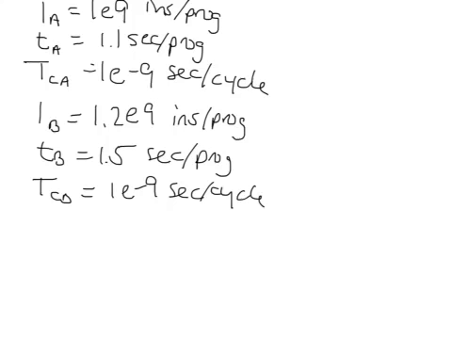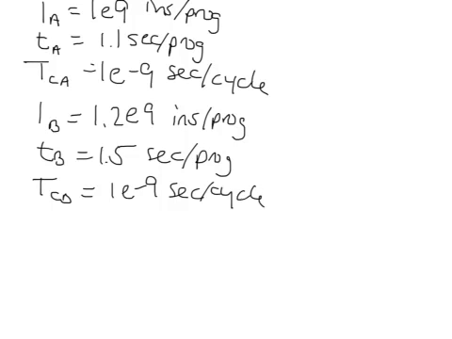An example, I'm doing problem 1.7 on page 56 of your book. So assume that for a program, compiler A results in a dynamic instruction count of 1 times 10 to the 9th instructions per program and a time of 1.1 seconds, while compiler B results in a dynamic instruction count of 1.2 times 10 to the 9th instructions per program and an execution time of 1.5 seconds. So what's the CPI for each program, given that the processor has a clock cycle time of 1 nanosecond?